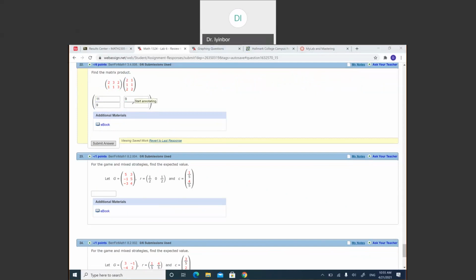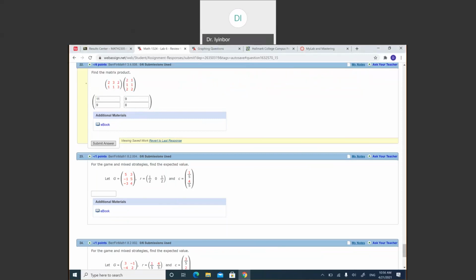So here we're multiplying the second row and second column. So multiply 1 times 1 plus 1 times 1 plus 3 times 2. So you go like this, 1 times 1, and then 1 times 1 again, and 3 times 2. So that's going to be 8. Okay, so that's how you multiply matrices.